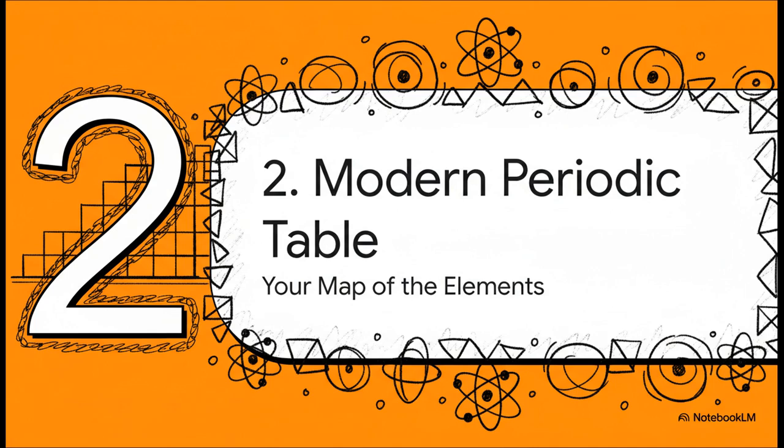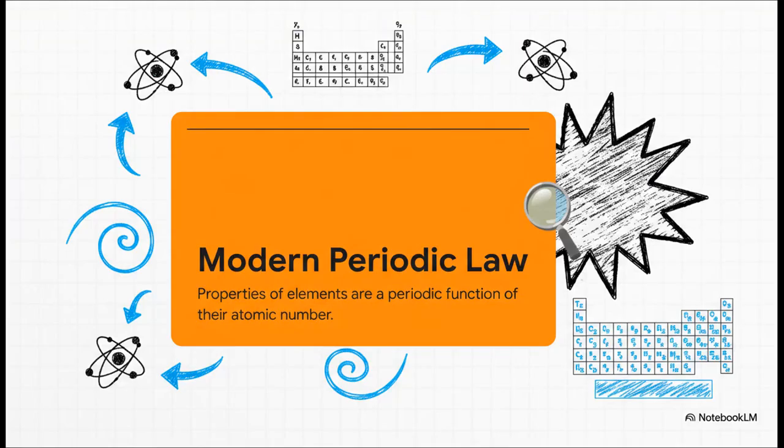Okay, let's jump to the most crucial part for your exam, the modern periodic table. This is it. This isn't just some chart. Think of it as your map to the elements. And here it is, the aha moment. The modern periodic law is based not on atomic mass, but on atomic number. That's the number of protons. This one change fixed all the problems in Mendeleev's table and gave us the perfect, accurate map we use today. This is a star-marked concept for sure.